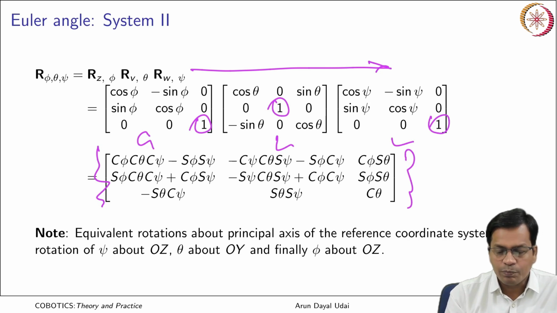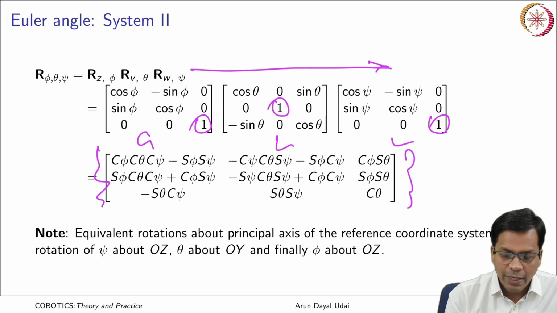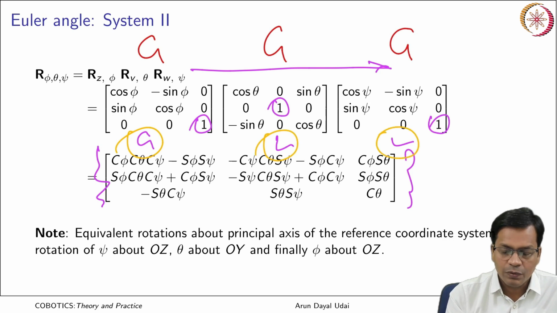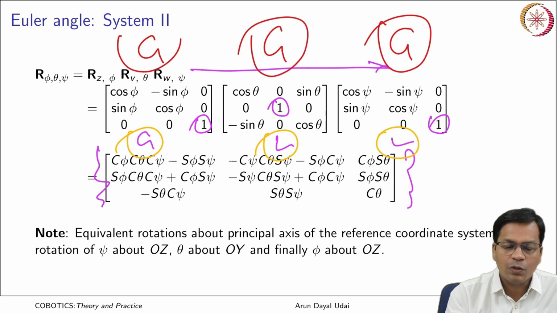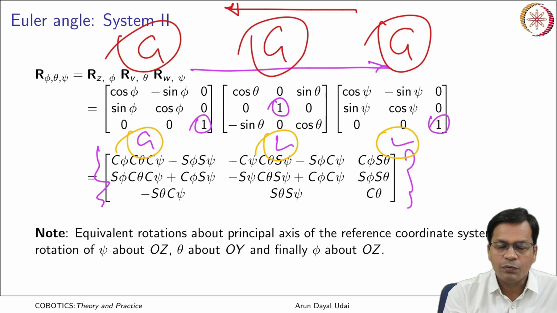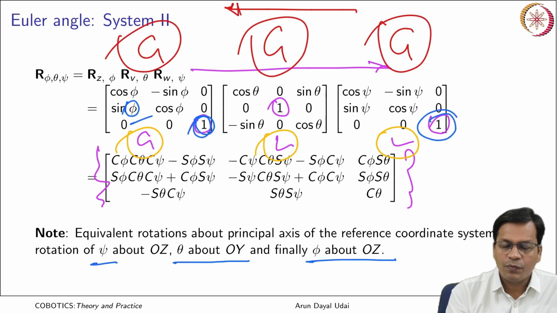Again this is equivalent to principal axis rotation. You can write it as global, global, global. Instead of global, local, local, you can have global, global and global. So the order would be reversed. It is rotation about z by an angle phi, rotation about y by an angle theta, rotation about z by an angle psi. It will take you to the same orientation. This is Euler angle system 2.